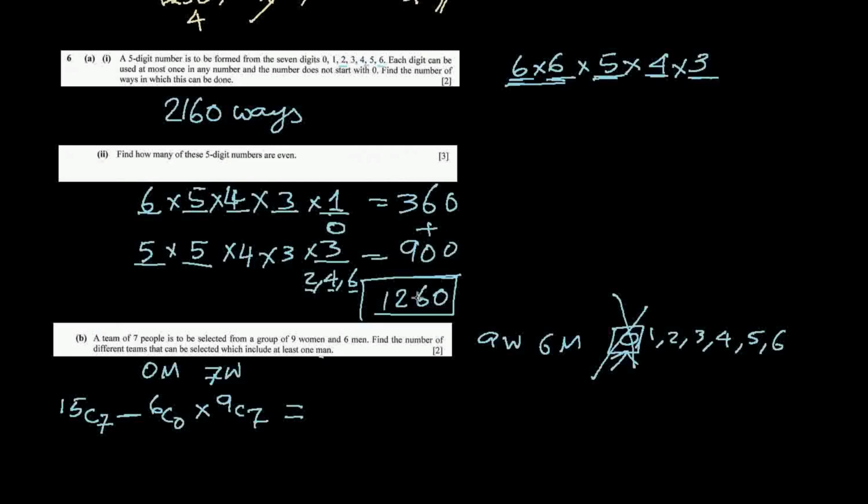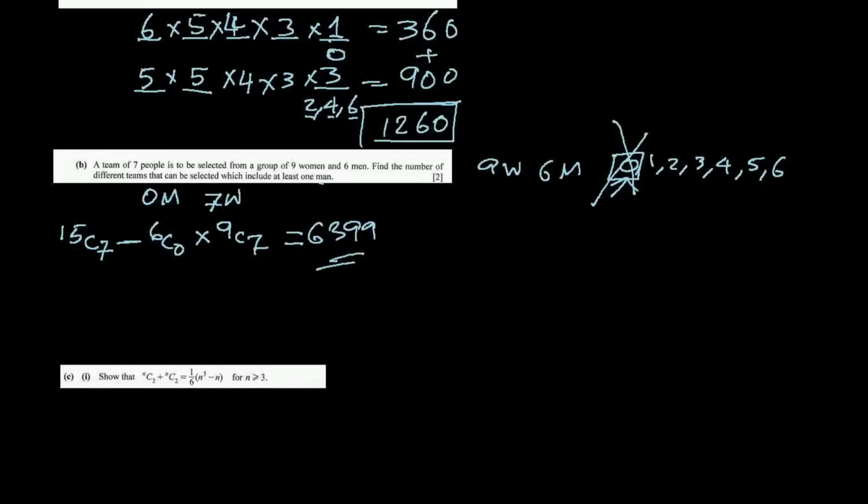And I got 6399 as the total number of selections. Okay, what next?